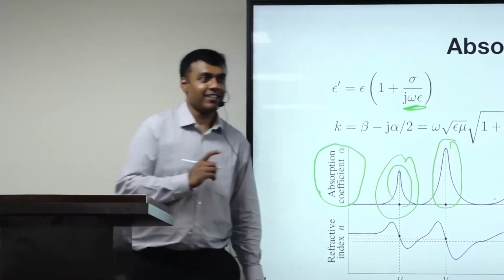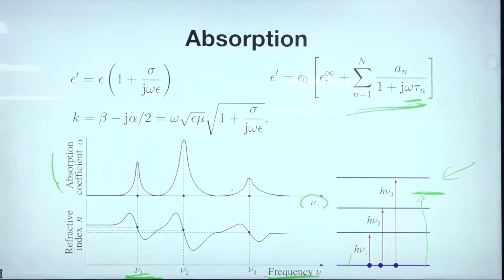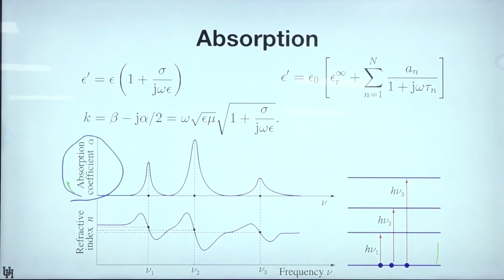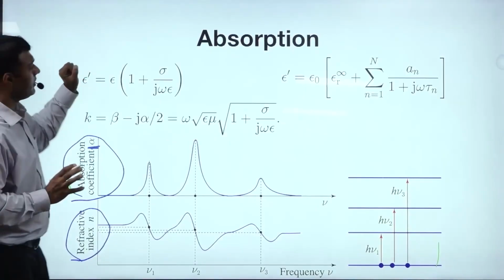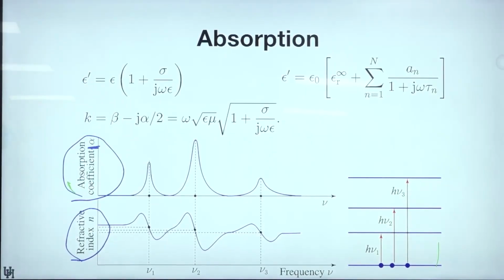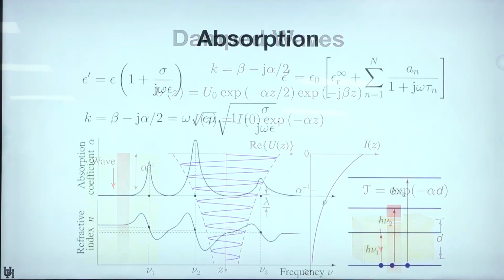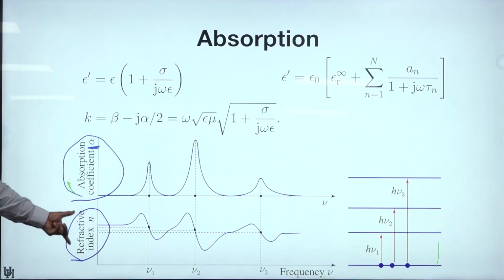I'll get to that next. So let me erase some of these things for clarity. So this is the absorption coefficient here. This is the imaginary part of the complex refractive index, which I showed you in the previous equation, the K equation. This is the imaginary component of the K vector. So here you can think of this as the real refractive index.